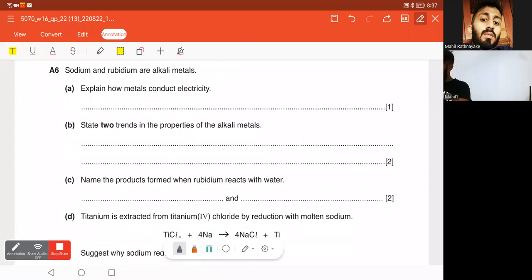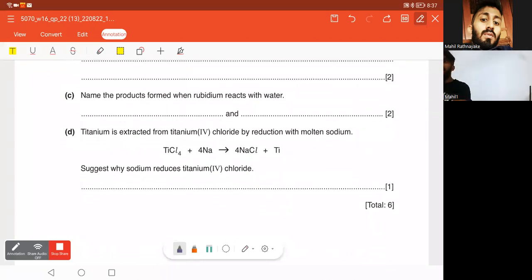Name the product formed when rubidium reacts with water. Rubidium hydroxide and hydrogen. That's also correct. Normally, when rubidium oxide forms, it quickly reacts with water to form rubidium hydroxide and hydrogen.